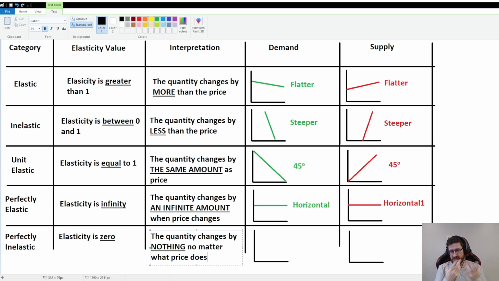Now, this one, like I kind of mentioned, does technically have some things that fall into it, okay? On the demand side of things, your closest thing might be a life-saving drug. So let's take something like insulin. So if you're a diabetic and you take insulin, you need a certain amount of insulin to stay alive, all right? If the price goes up on insulin, you can't really afford to take less because then guess what?